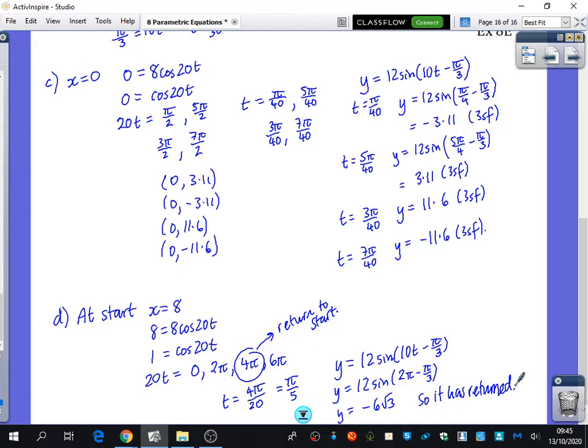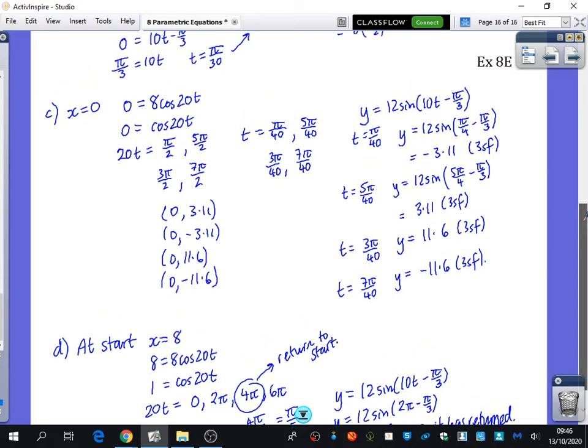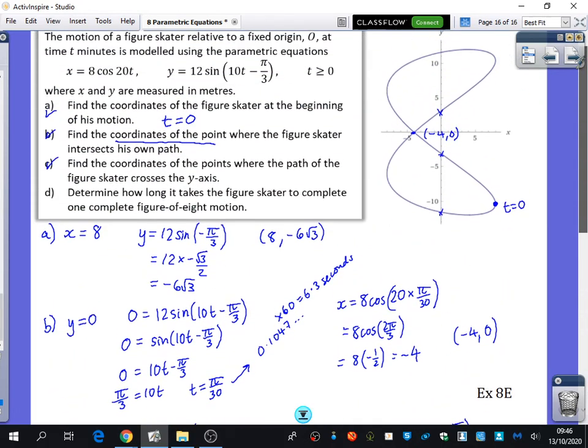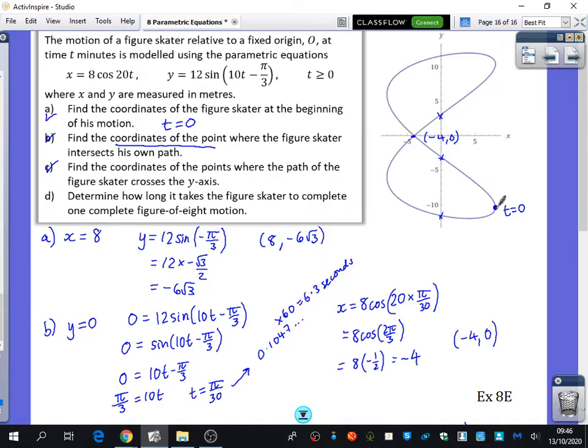If you do need more space, the back page is blank as well, if you've run out of space, okay? So it has returned at this point. What do you think the answer would have been if I was using 2 pi instead of 4 pi? What do you think this coordinate would have been? Positive 6 root 3. Let's look back at the graph for a second. If this is negative 6 root 3, it seems symmetrical that this would be positive 6 root 3.